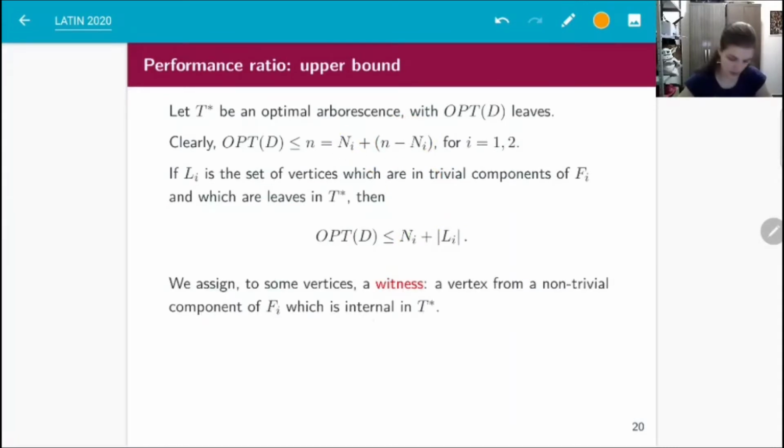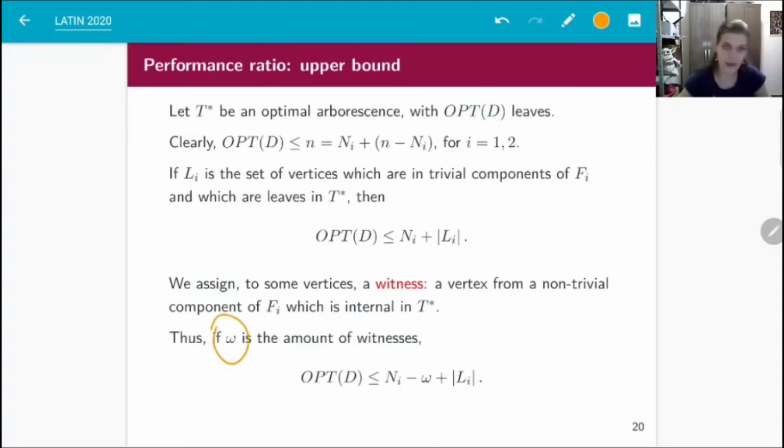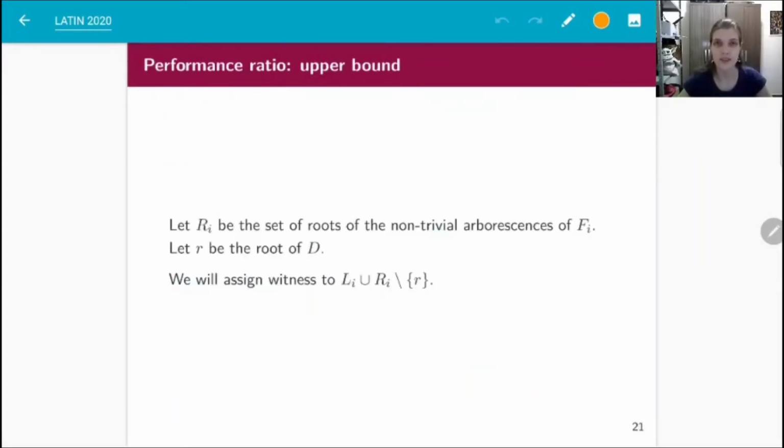And the idea is to assign a witness to some vertices. A witness is a vertex from a non-trivial component of a forest Fi, which is internal in an optimal solution, so they cannot be leaves. So if omega is the amount of witnesses we have, we cannot have more than this number of leaves in any optimal solution. Now let Ri be the set of roots of the non-trivial arborescence of Fi. So notice that the size of Ri is Ki.